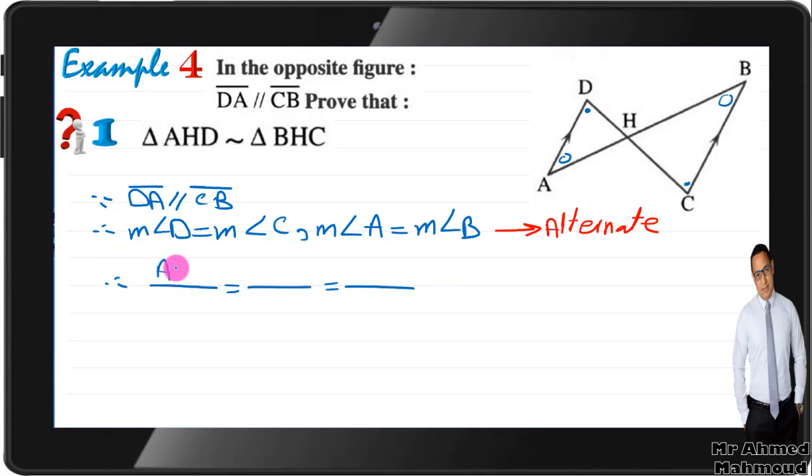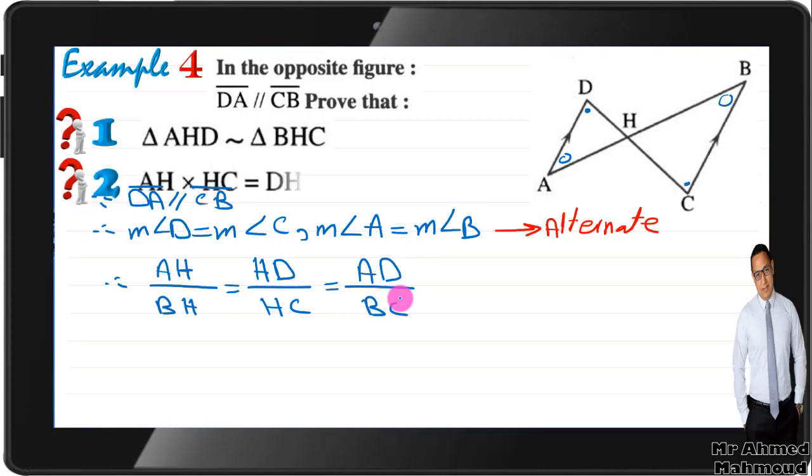AH over BH equals HD over HC equals AD over BC. The second required is to prove that AH times HC equals DH times HB.